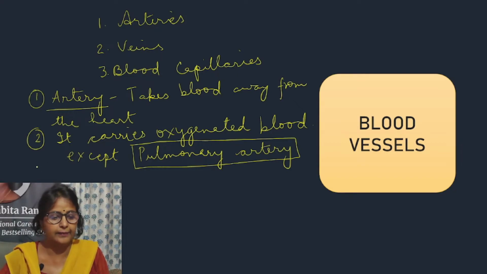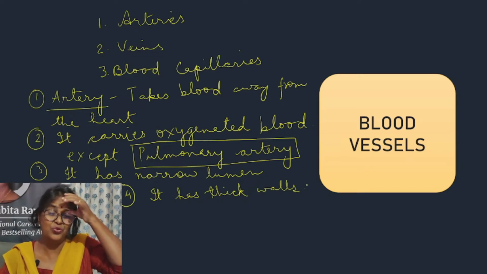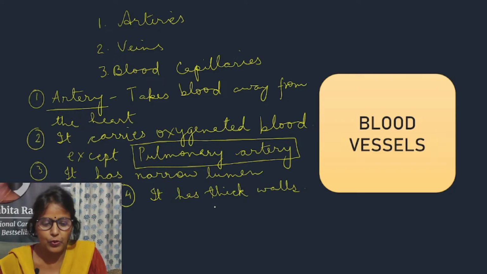The third one is it has narrow lumen. Fourth one is it has thick walls. Now what do these two mean? Suppose I draw an artery, as it is a tube-like structure. If I draw a TS, it will look somewhat like this.